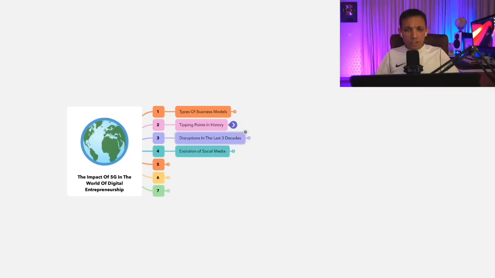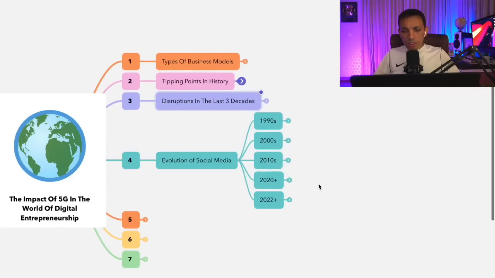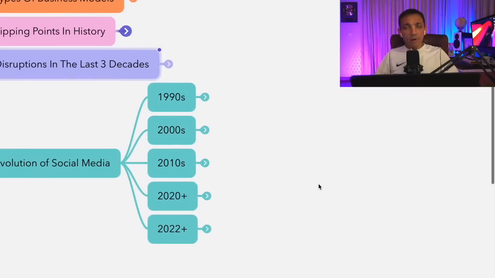Now let's talk about the evolution of social media. I'm going to zoom into this because social media also has had its evolution in the last 20 years, from the 1990s to now, 2022 and beyond.